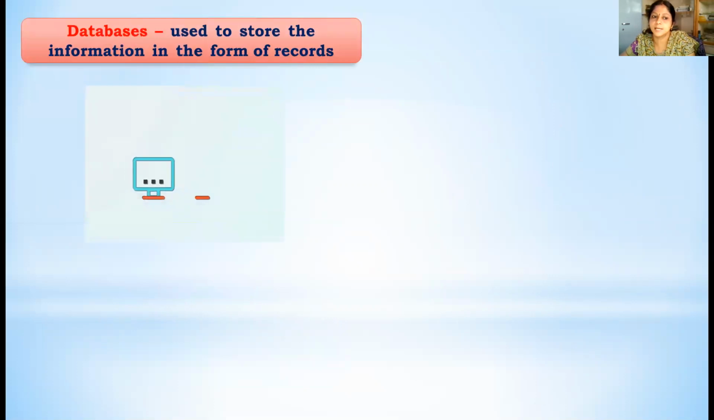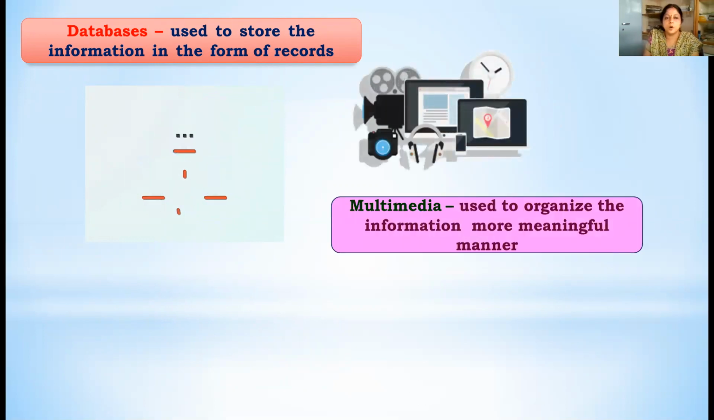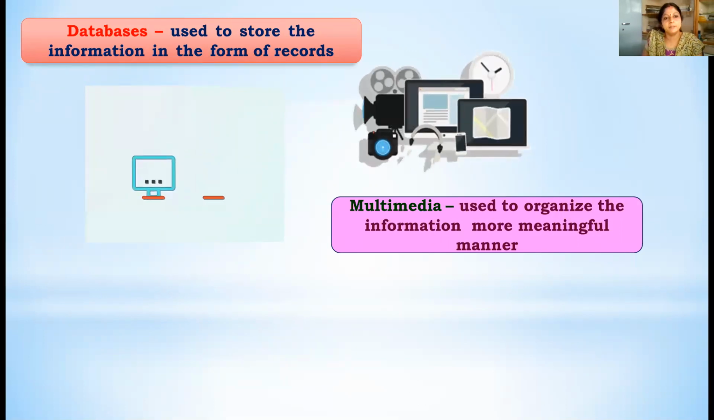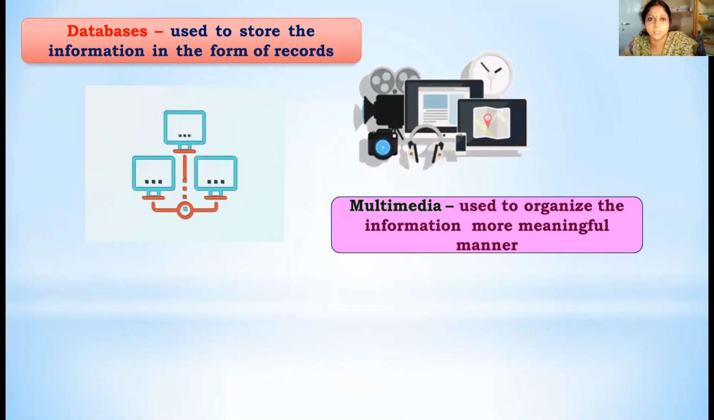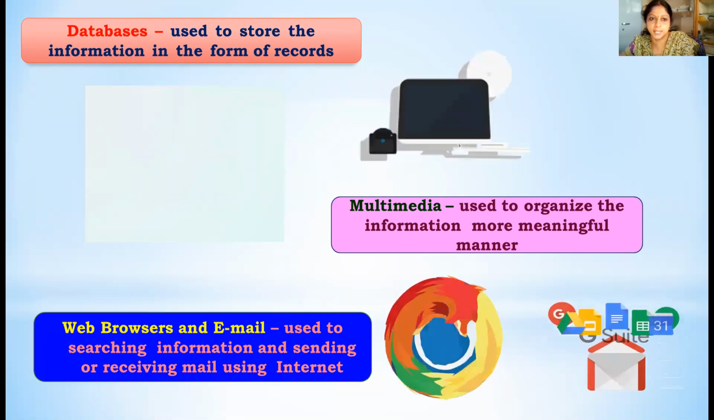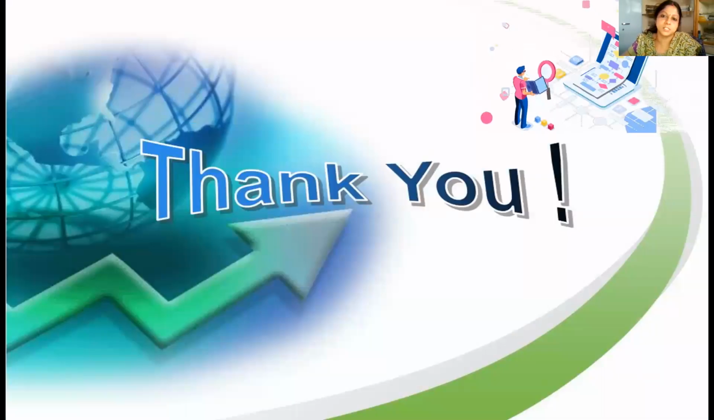And the next comes the database. Based on the spreadsheet, we store the information in terms of a database, which could be used in the future. And multimedia, using audio, video, photographs, music, and motion pictures, is used to make the video in such a way that we can convey the message very efficiently and effectively to any category of farmer. And the next one is web browsers and email. These are the important things used in e-extension services.